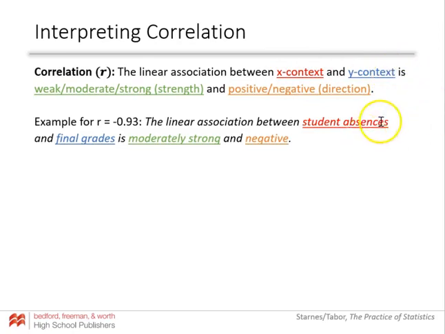So in this case, the association between student absences and grades is either weak, moderate, or strong, and then is it positive or negative, so that we're addressing all of those things in our interpretation.